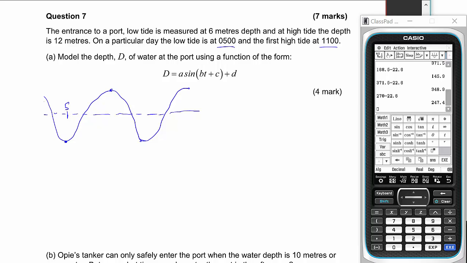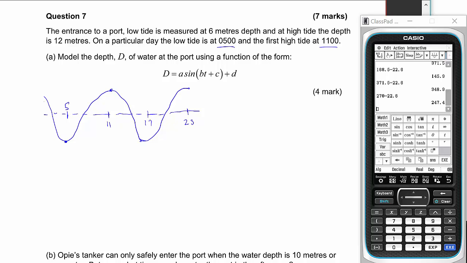So we know that that one happens at 5, this one happens at 11, that's 6 hours in between. So what we're saying is that another 6 hours on, that one must be happening at 1700, and then this one must be happening at 2300, like so.